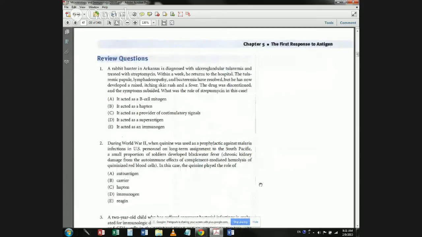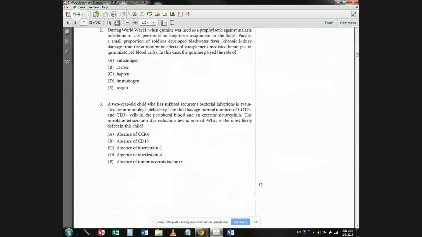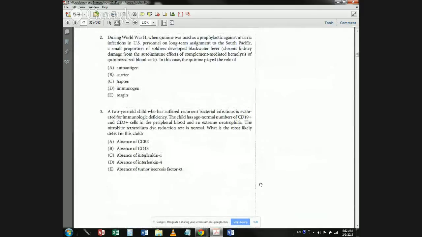Roger Rabbit. During World War II, when quinine was used as a prophylactic against malaria infections in the United States personnel on long-term assignment to the South Pacific, a small proportion of soldiers developed blackwater fever, chronic kidney damage from autoimmune effects of complement-mediated hemolysis of quinized red blood cells. So basically, they're peeing blood.